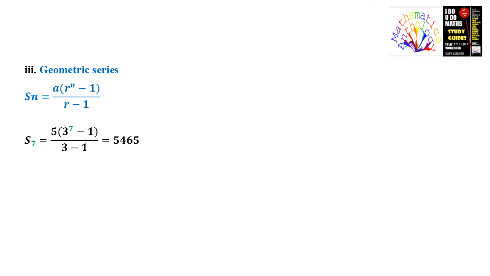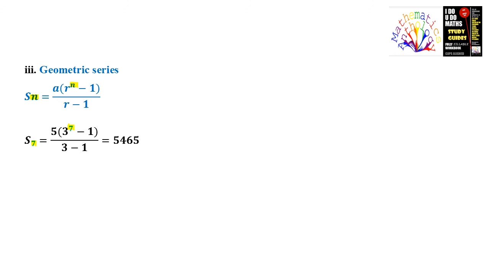Let's calculate the sum of the geometric series. To calculate the sum, we need to use the sum formula for geometric series, which is Sn = a(r^n − 1)/(r − 1). Remember, we need to know what n is in order to calculate the sum. We worked out n to be 7. There were 7 terms in the series, so wherever n is, I will put 7.